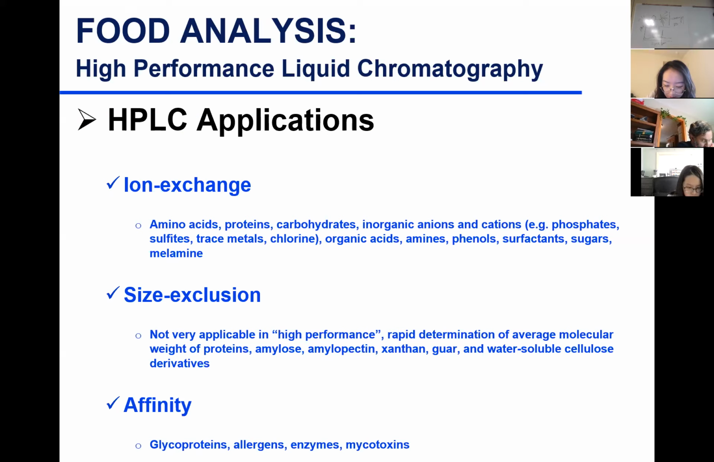Sugars are very weak acids. They have OH groups, right? But if you put them in a pH that's very alkaline, they're going to lose their H, so they'll become negatively charged. Then you can use ion exchange. In the chapter on carbohydrates, we'll talk more about that.